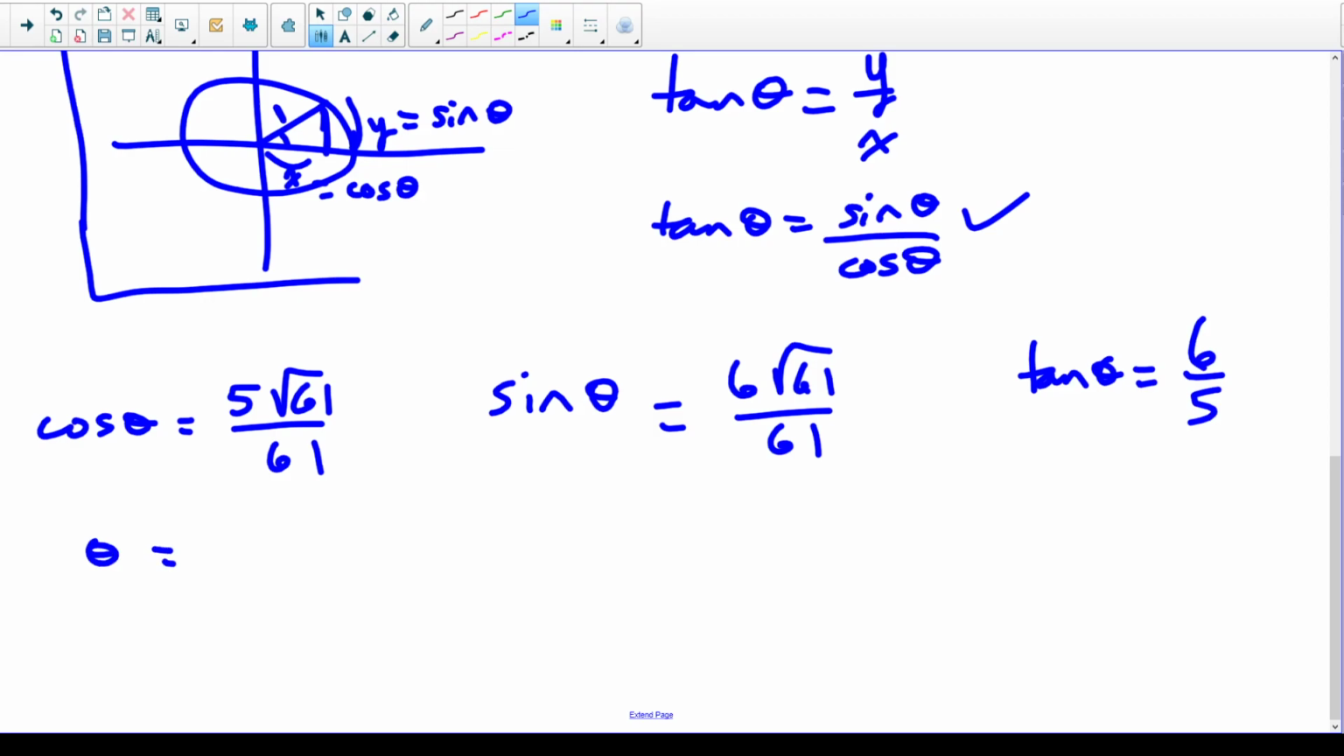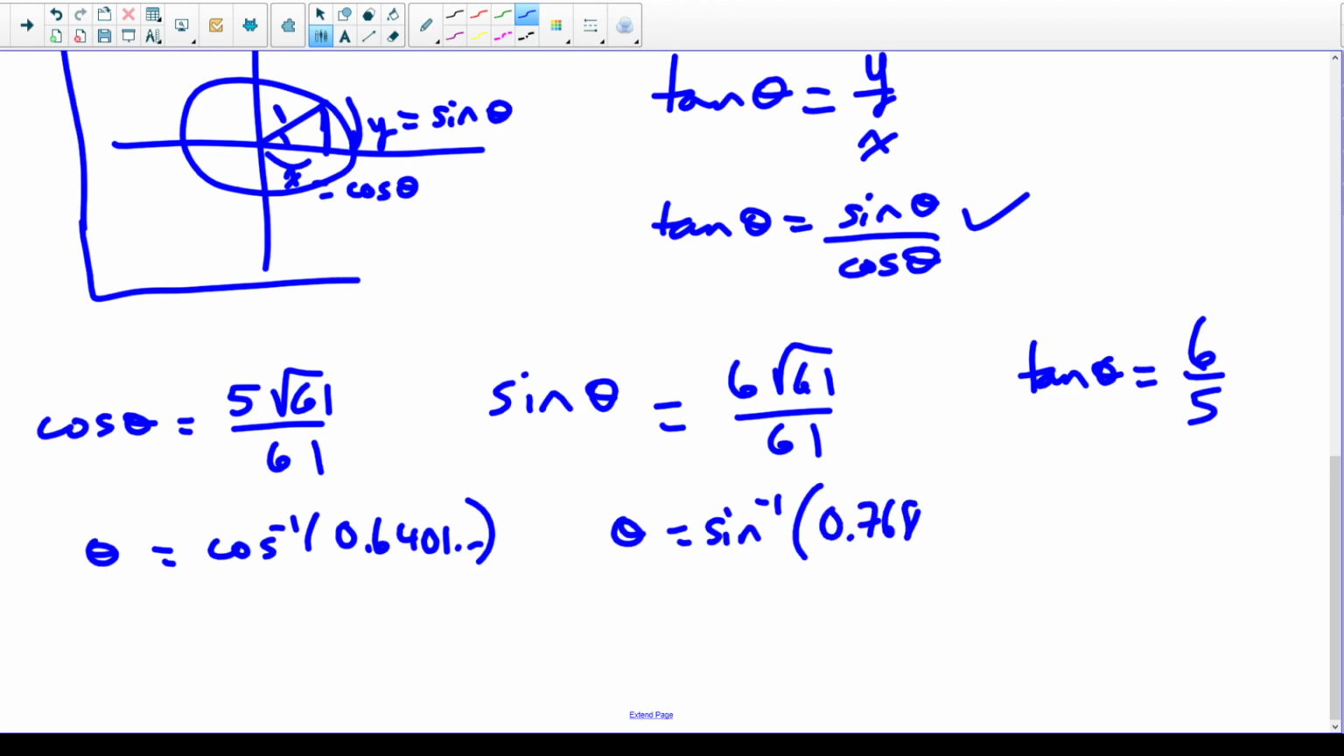So if I want to find theta, I'm just going to arc cos each one of these, right? Well, I've already pre-done this in the previous lesson, so just to save us some time without having to go to my calculator here, and you can try it where you are if you would like. The ratio that you would get for this fraction would be 0.6401 approximately. If we arc sine this, the ratio is going to be approximately 0.7682. And if we arc tan this, that's 1.2.